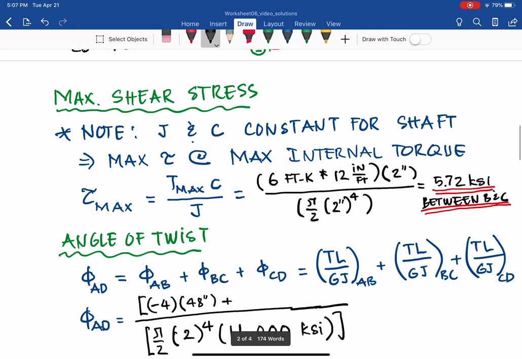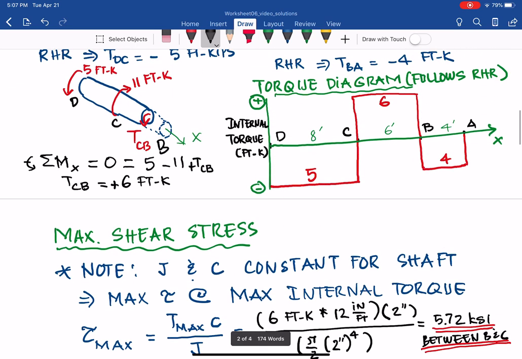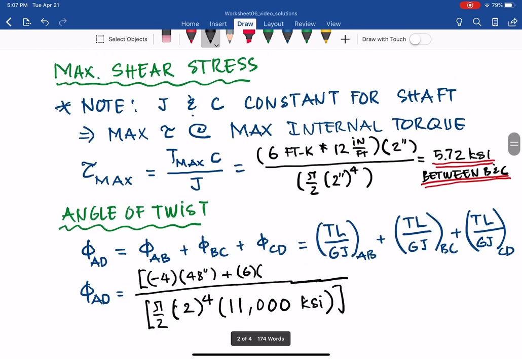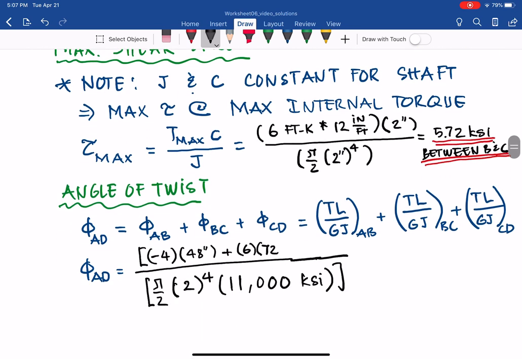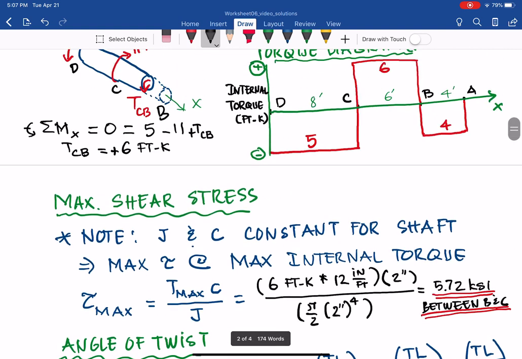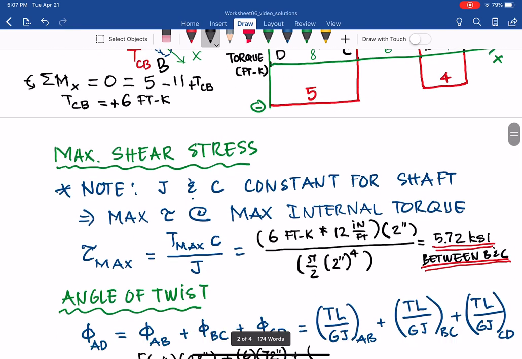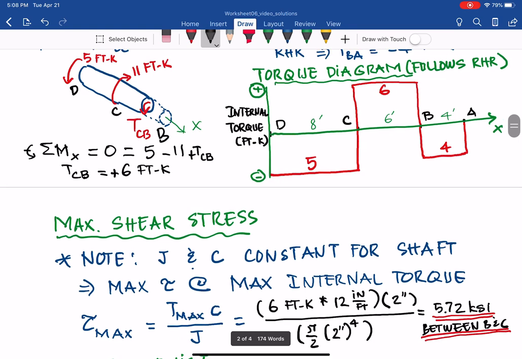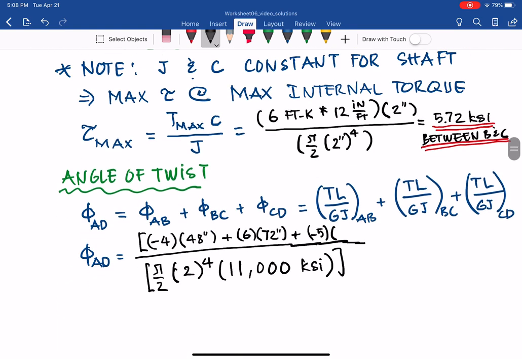plus TL for BC, which is +6. So we have 6 times the distance, 6 times 12, which is 72 inches. And then plus CD, the torque is negative, so you put -5. And then for CD, the length is 8 feet. So it will be 8 times 12, which is 96 inches.